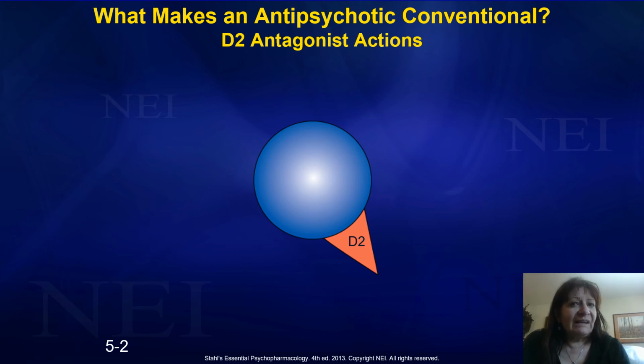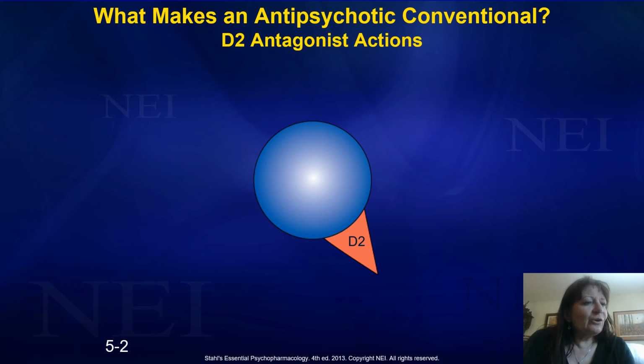Binding properties are based on mean values of something called Ki data. Ki refers to binding affinity. So this gives us a visual of how strongly a drug binds to the receptor, and it is a way to compare atypical antipsychotics. So what makes an antipsychotic conventional? Primarily it's the D2 antagonist actions.